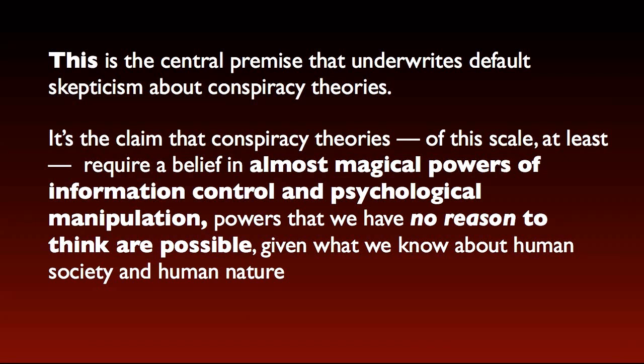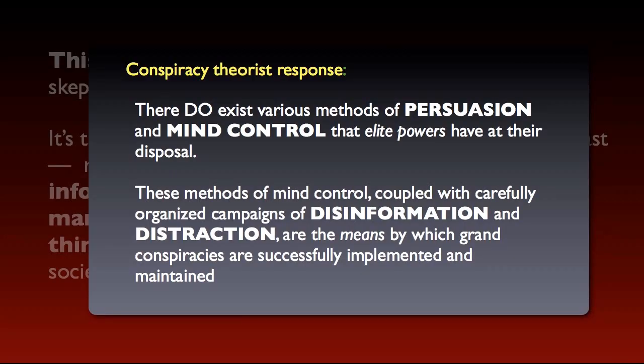This is a key component that you see in every grand conspiracy theory. The claim that there exist various methods of persuasion and mind control that elite powers have at their disposal, and that these methods of mind control, coupled with carefully organized campaigns of disinformation and distraction, are the means by which grand conspiracies are successfully implemented and maintained.